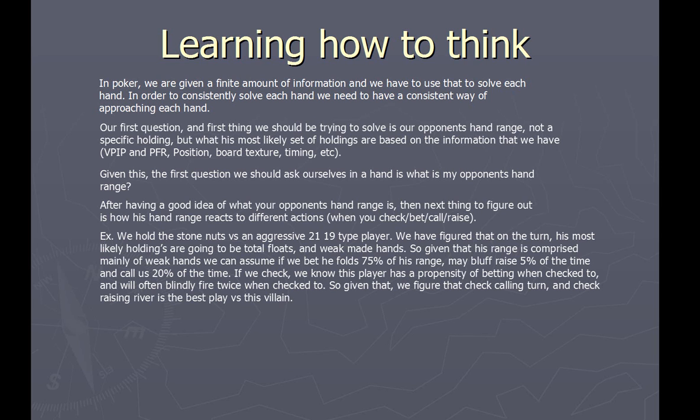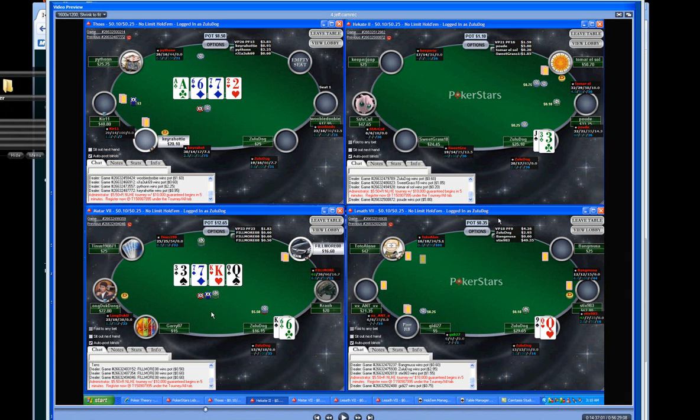When we start thinking about this player's hand range, our bluffs are going to be cheaper, and our value hands, like we want to get called there, so we want to bet a little bit less so that we can get called.